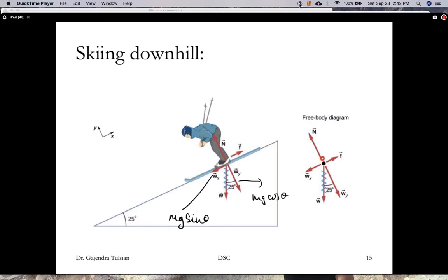So in this problem there is the skier, there's the weight, the component of the weight along the slope, and the component of the weight perpendicular to the slope, and so the normal force is equal to that. And if there's any friction force, the friction force is in that direction, assuming the skier is skiing down.